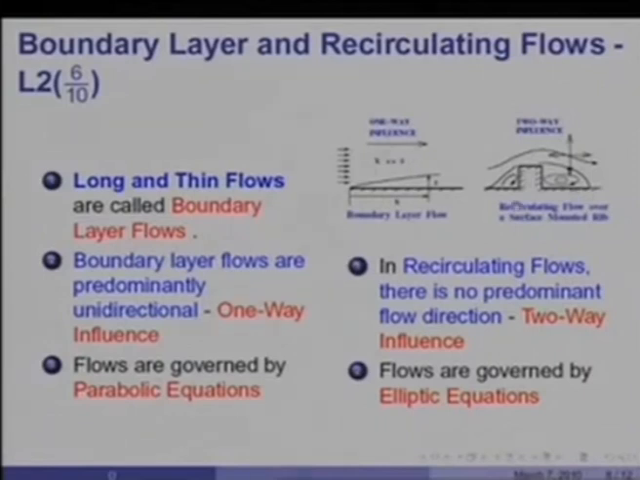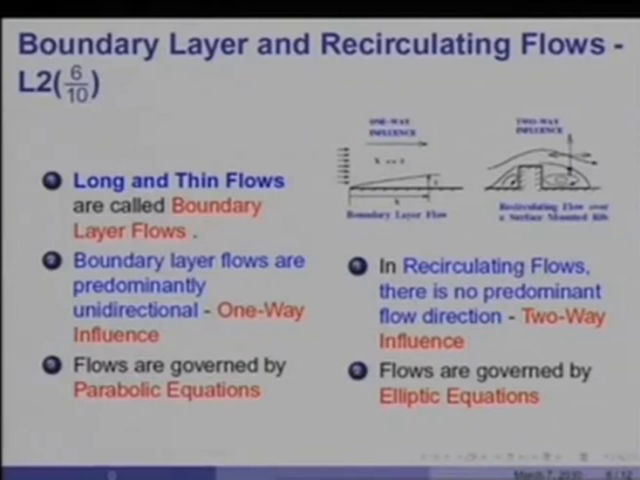But for example, consider now a case of a surface on which a rib has been mounted. Then, although the predominant direction of the flow is this way, close to the surface where heat transfer is taking place, you would have recirculating regions. And in these regions, of course, as you can see, the influences would travel both from downstream as well as from upstream. Therefore, recirculating flows are often called two-way influence flows.